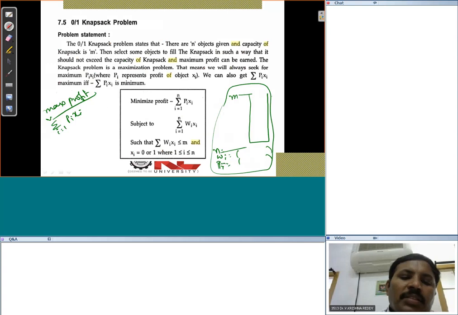There is something called maximum profit value, based on the selection of the object. Xi is nothing but the selection of the object. If it is 1, the full object is selected. If it is 0, the full object is rejected. For that purpose, we need to identify the maximum profit value.